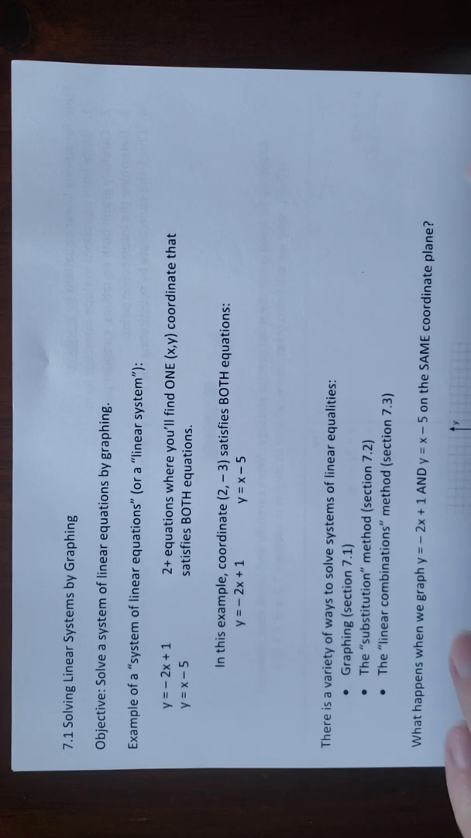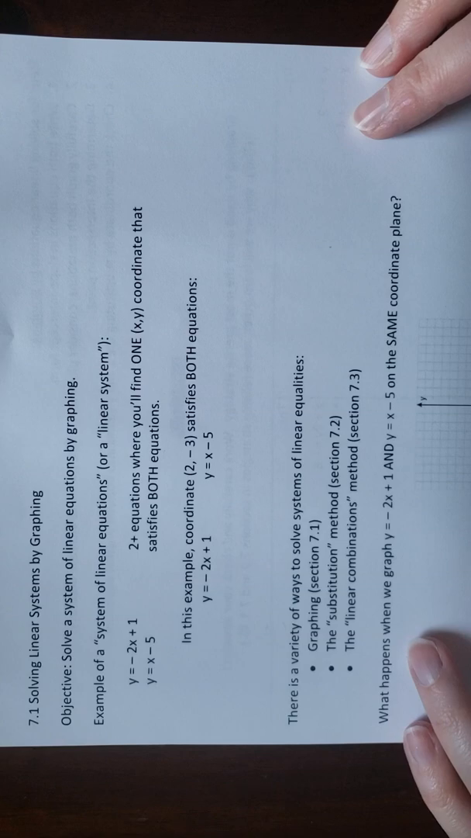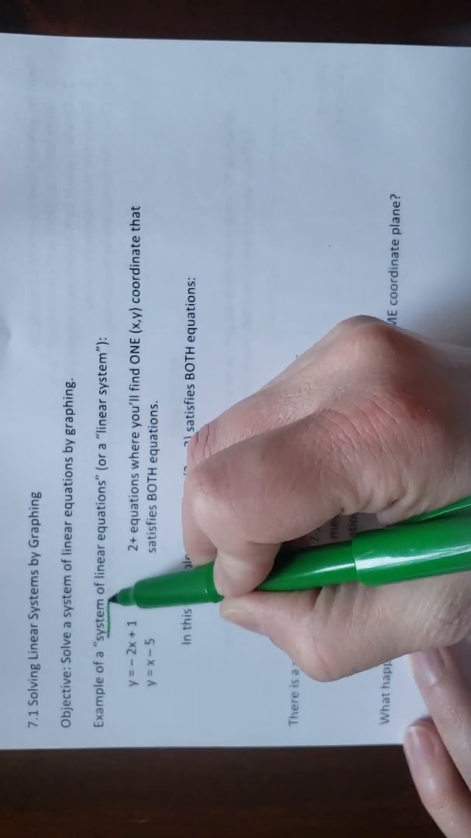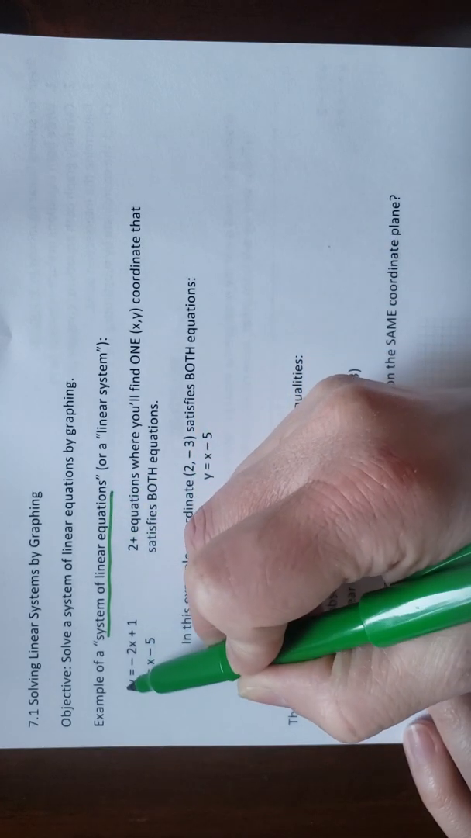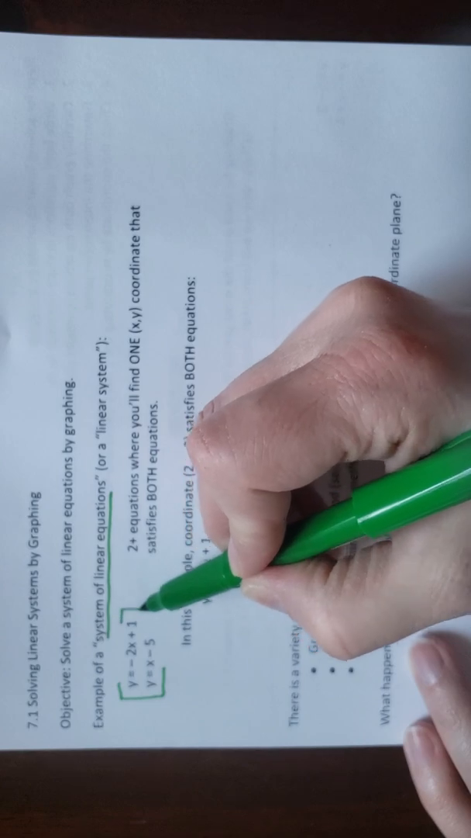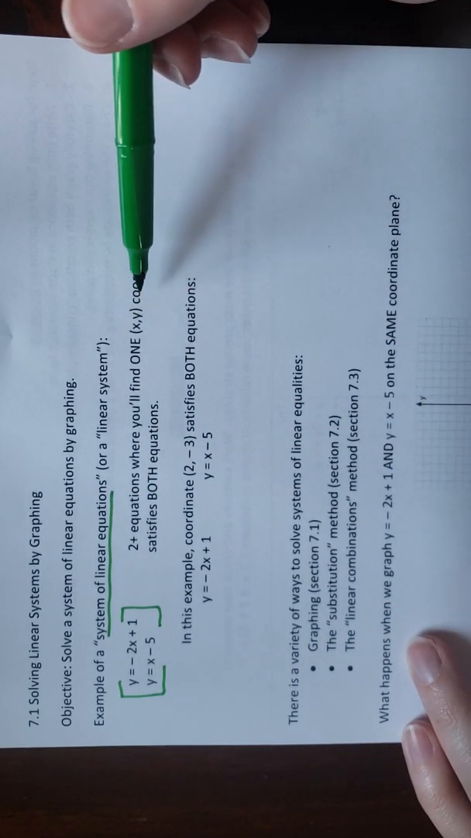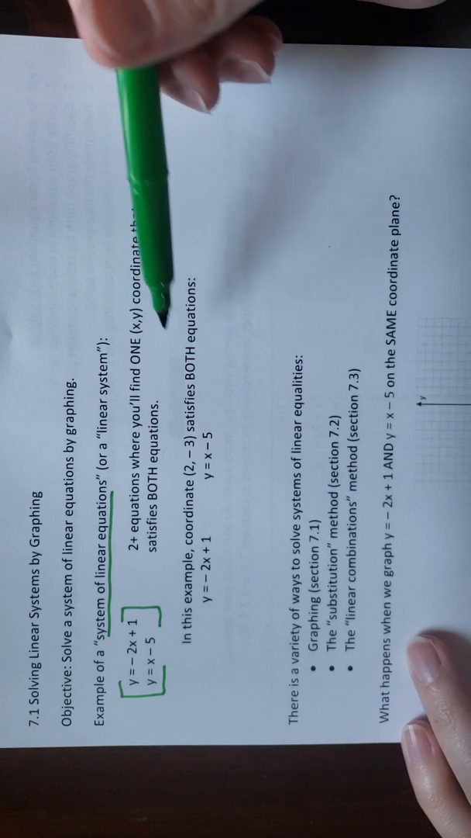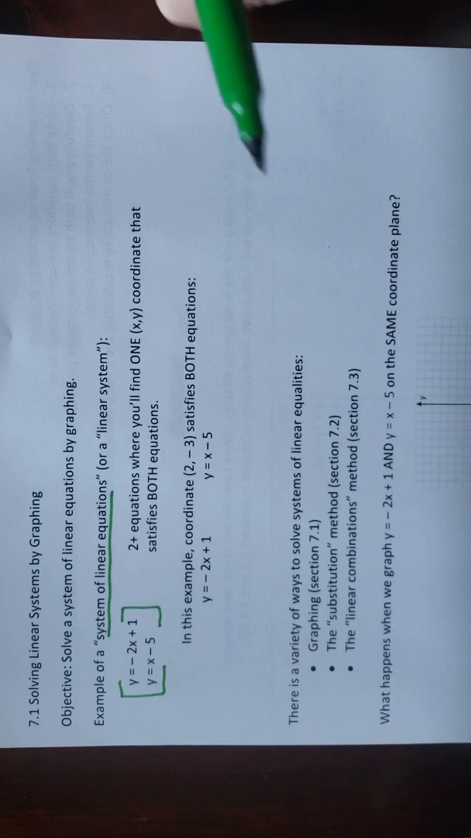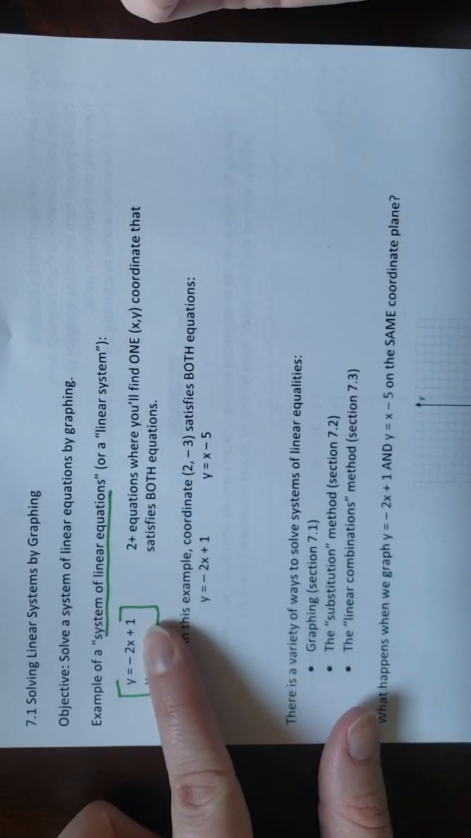Okay, so before we can solve a system of equations, we need to know what that is, right? Okay, so here's an example of a system of linear equations, right here. So this is 2 or more equations where we are only going to find one coordinate that satisfies both of them.